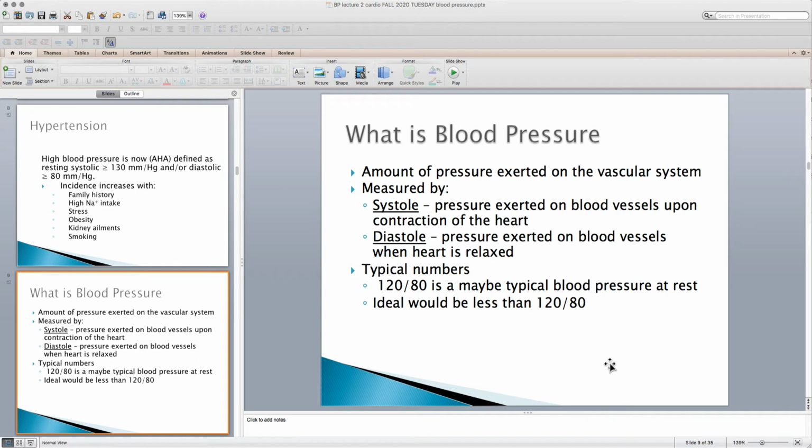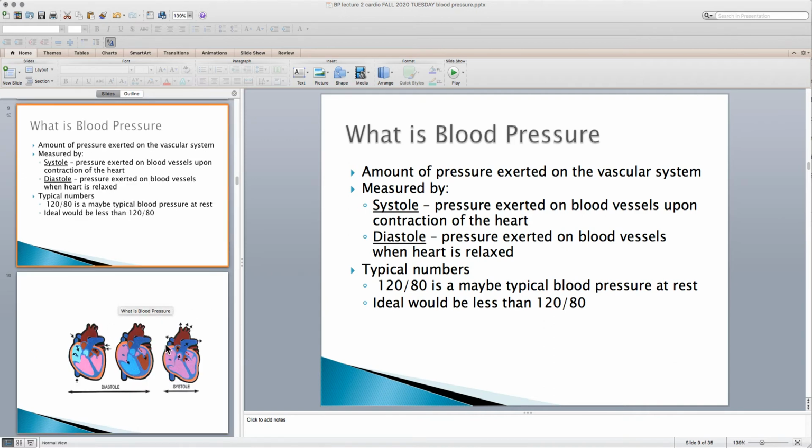The diastolic is that bottom number. When the heart is relaxed, so when the heart muscle or heart chambers are filling up with blood before they can contract, that's the diastolic blood pressure. And so that's a lower number. We've all heard of 120/80. Maybe that's a typical number. Ideally, we'd like to have a blood pressure of less than 120 and less than 80.